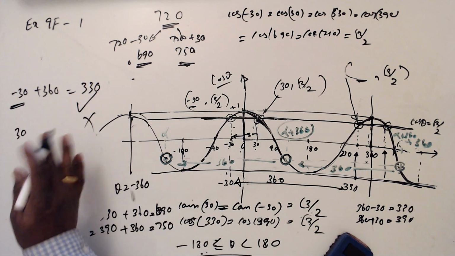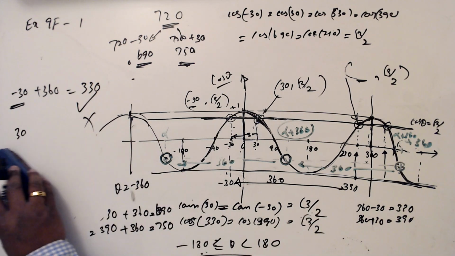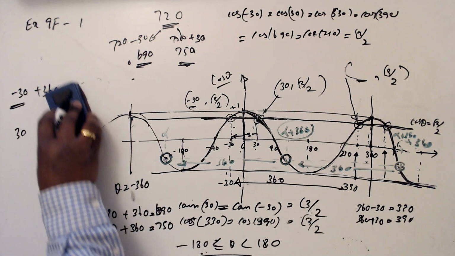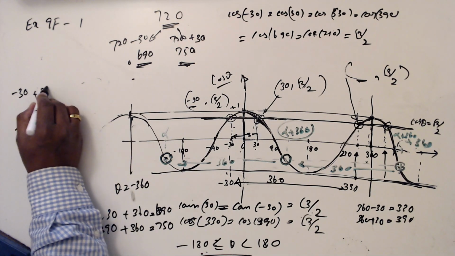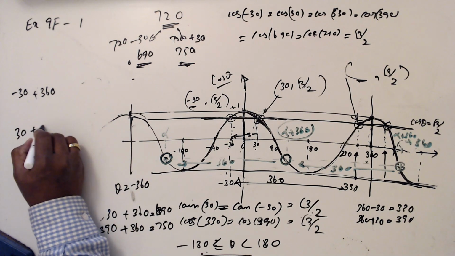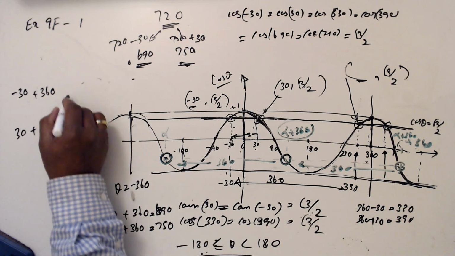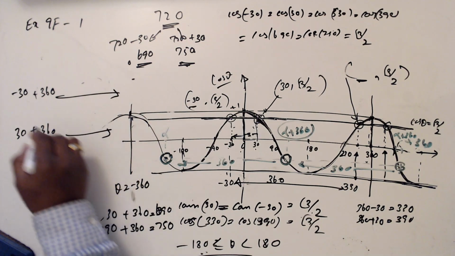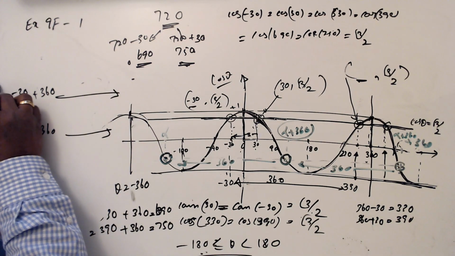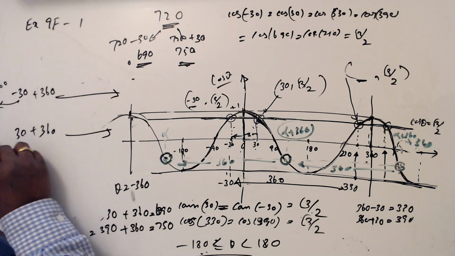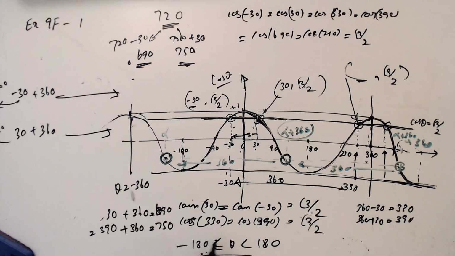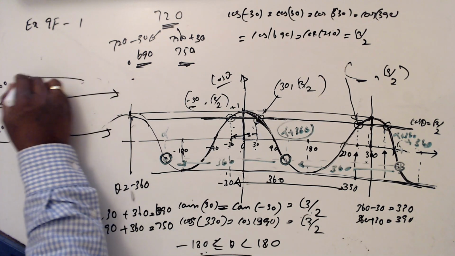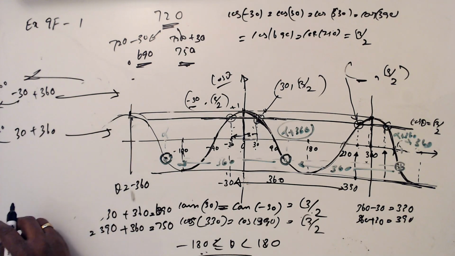Basically two sets of answers are going: one for minus 30, the other for 30. When you add 360, you can continue up to infinity. And if you subtract 360, you can go backward to minus infinity.